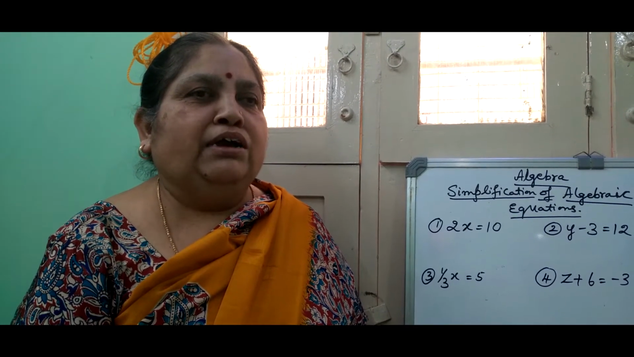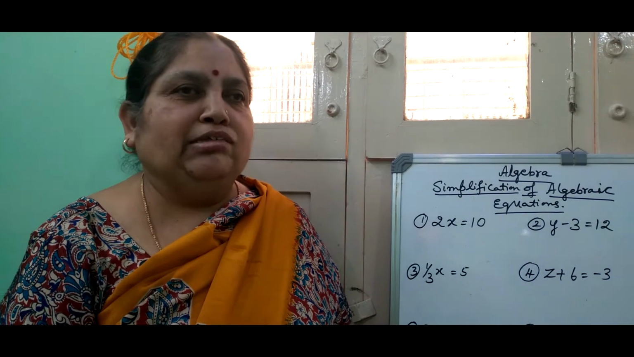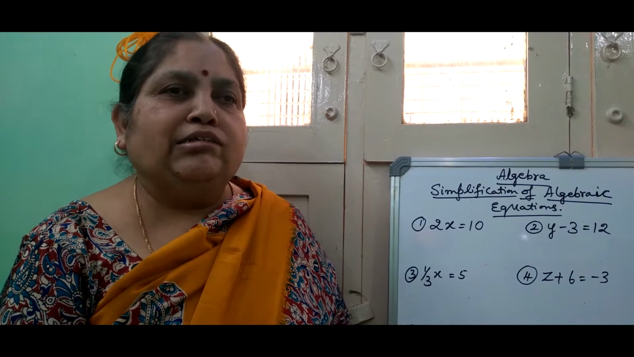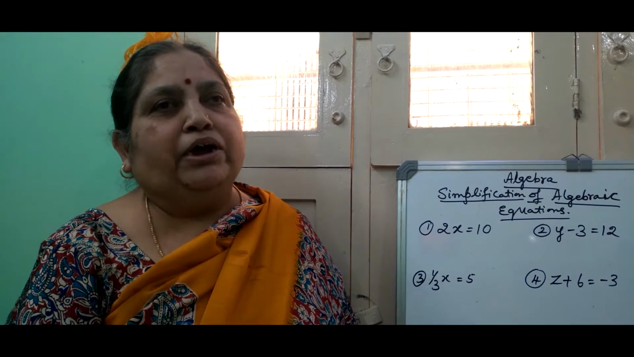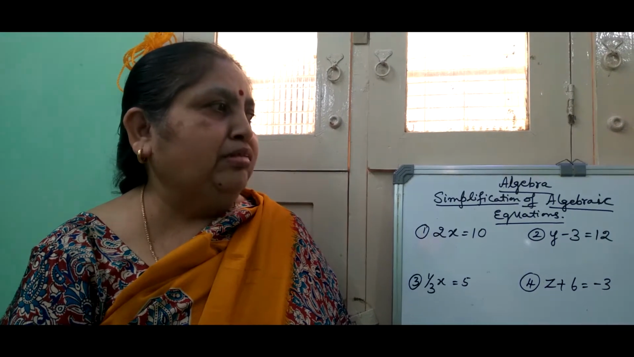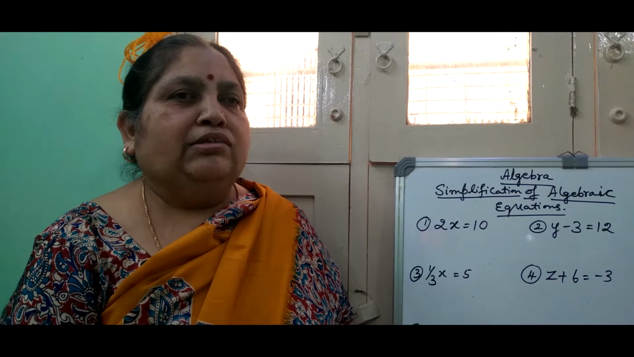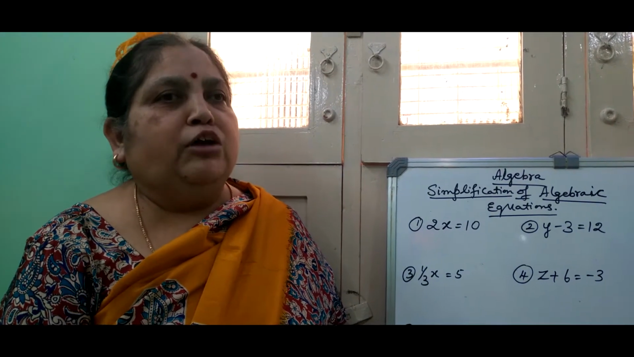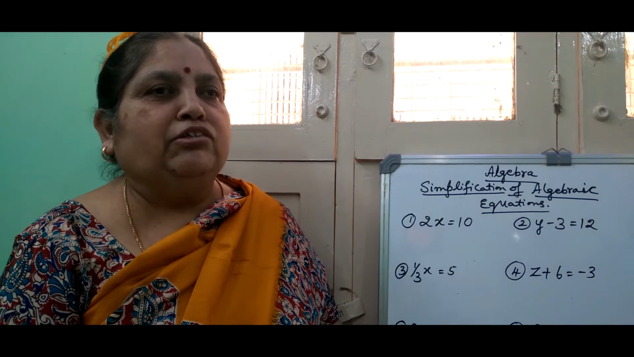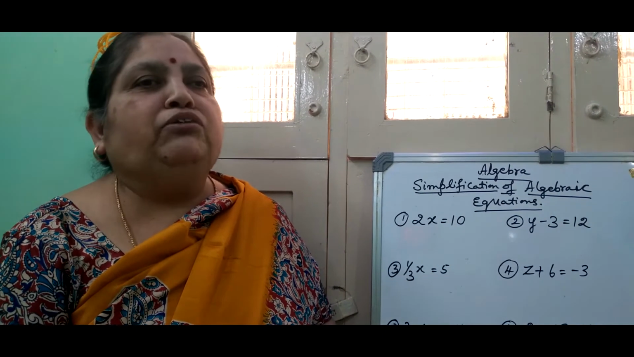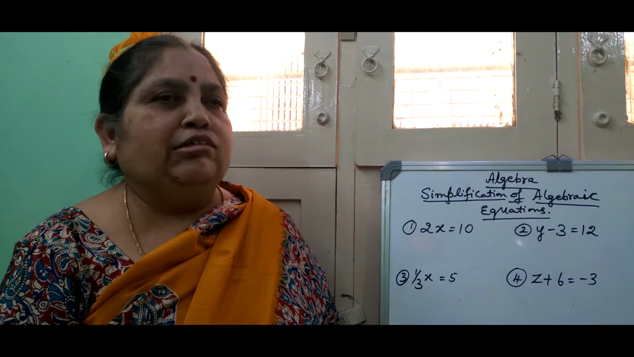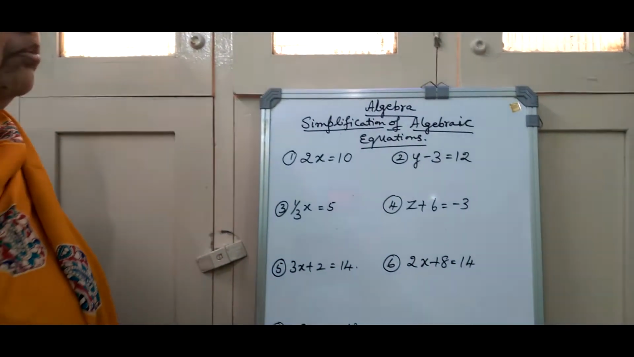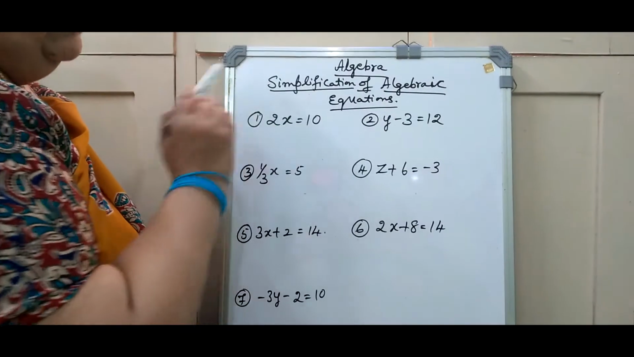In our previous unit, I explained the algebraic expressions and also the algebraic equations, and I have also given some examples for that. I hope you have understood about the algebraic expressions and the algebraic equations. In this unit, let us study about the simplification of algebraic equations. I am going to consider some equations, and I am going to tell you how to solve them. See here in the first example, this is 2x is equal to 10.